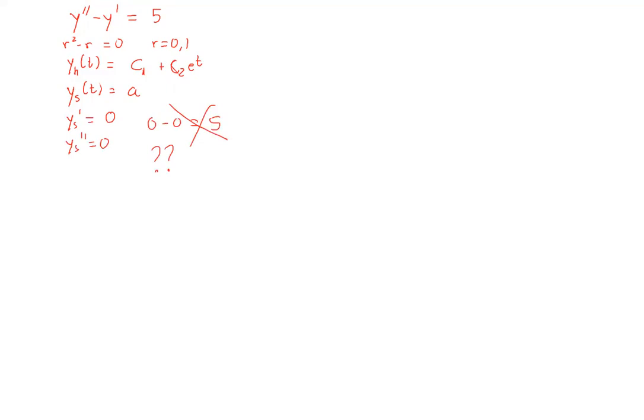Okay, let's do another one where things go wrong. y double prime plus y prime is equal to 5 cosine t. Try to solve this one. Okay, let's see.